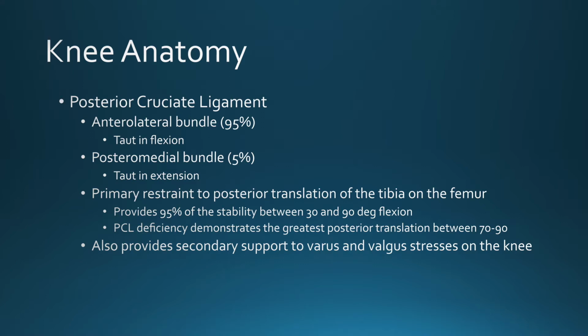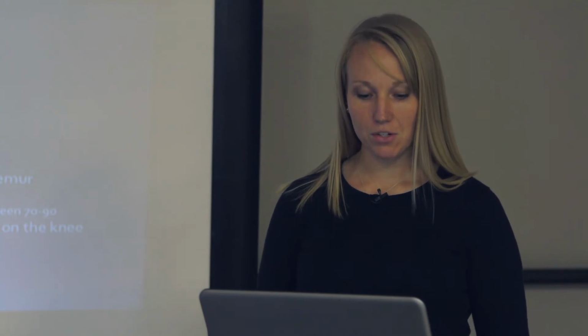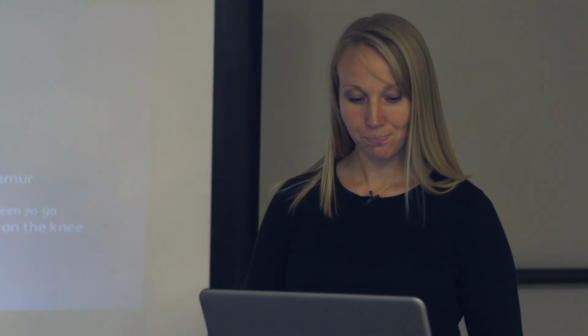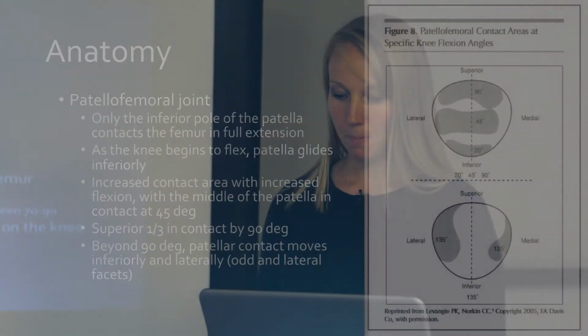Although the PCL checks posterior translation then throughout the knee's range of motion, its deficiency demonstrates the greatest posterior translation between the 70 and 90 degree flexion range. This is because the secondary structures are more lax in these degrees of flexion. The PCL also provides secondary support to varus and valgus stresses on the knee, similar to the ACL.